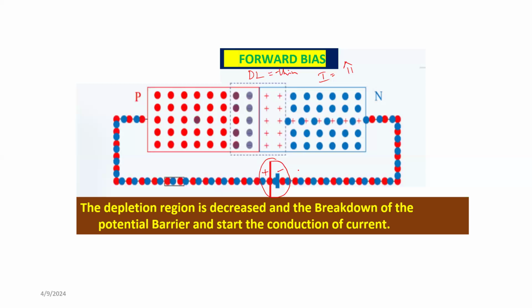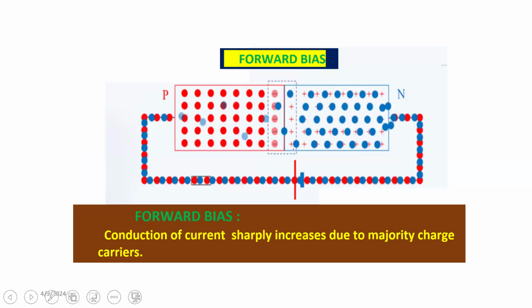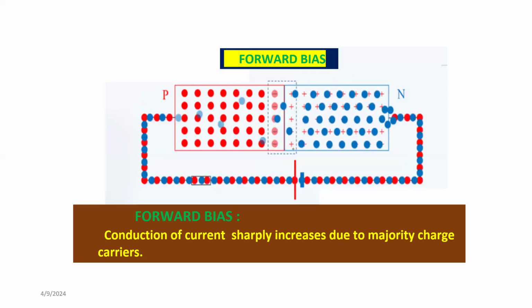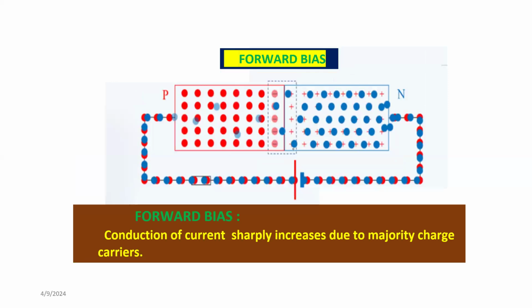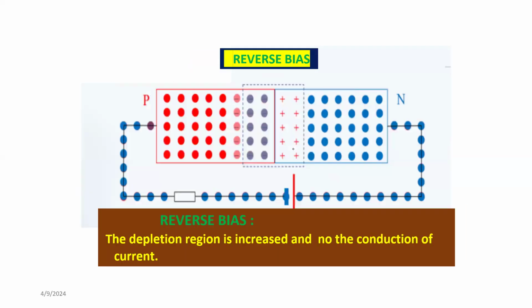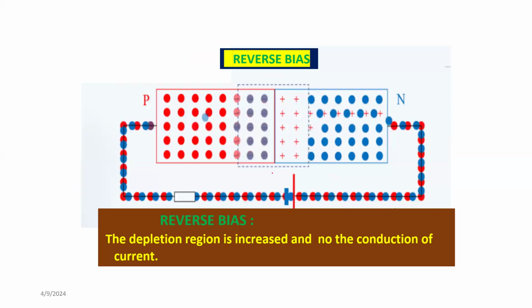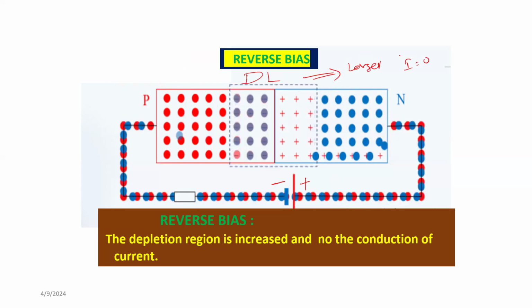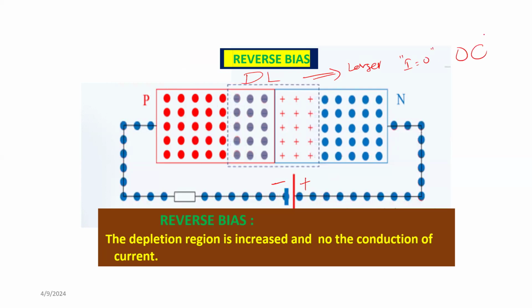in forward bias. This is forward bias, conduction takes place, and free flow of electrons will be there. Now reverse bias. Observe this reverse bias: P is connected to the negative terminal, N is connected to the positive terminal, and the depletion layer width becomes larger. There is no current. Current almost becomes zero, and it can act as an open circuit. That's it. These are the lines you have to write.